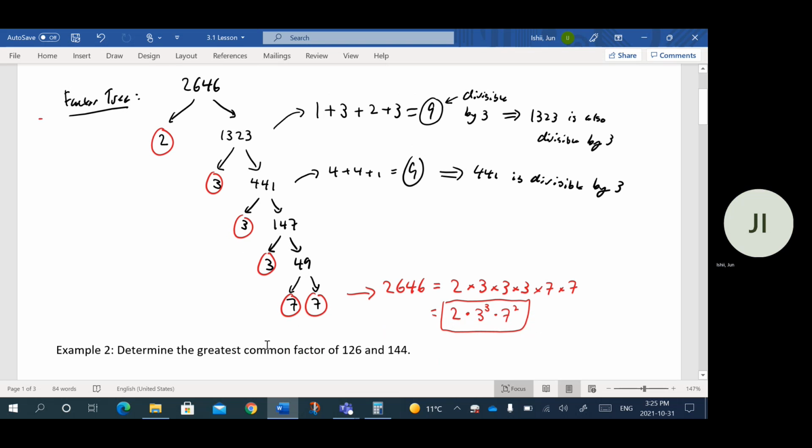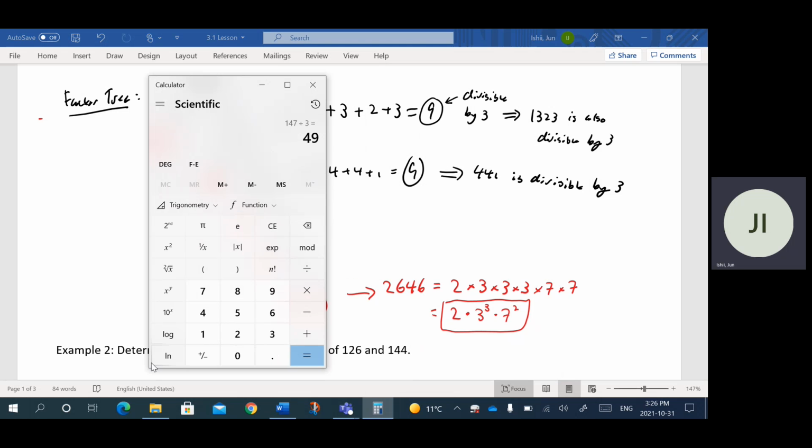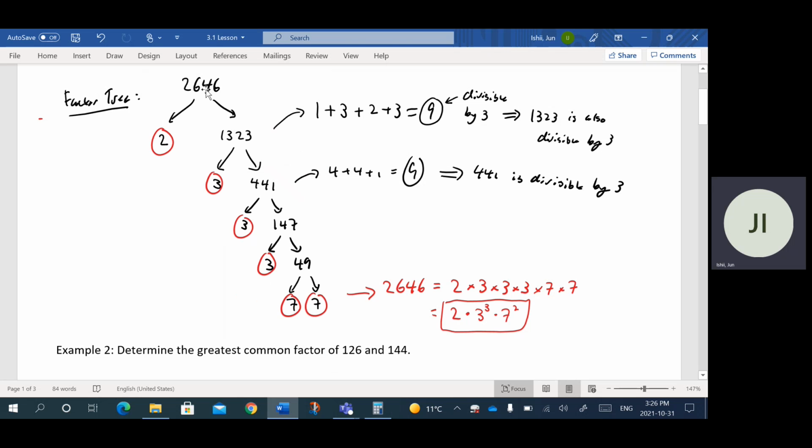So there you go. So if I took 2 times 3 cubed times 7 squared, maybe I'll just quickly show you on the calculator. All right, so if I take 2 times 3 times 3 times 3 times 7 times 7 equals, you can see that is equal to 2,646. All right, so yeah, this is what they call prime factorization. When you break down a certain number down to its prime factors.